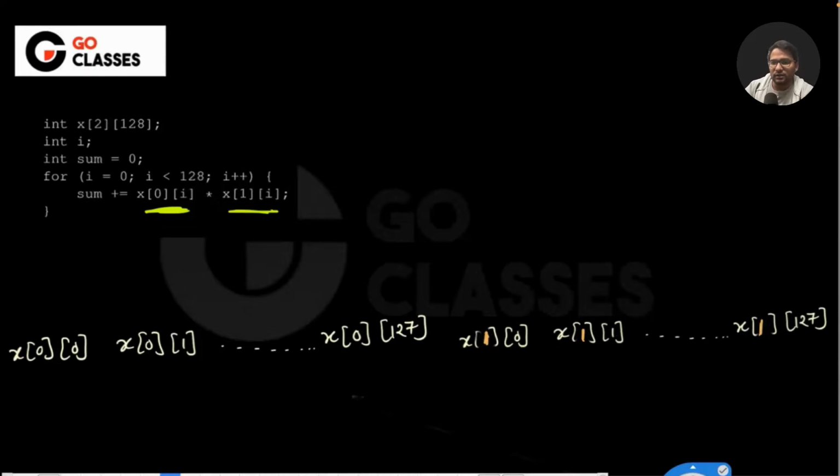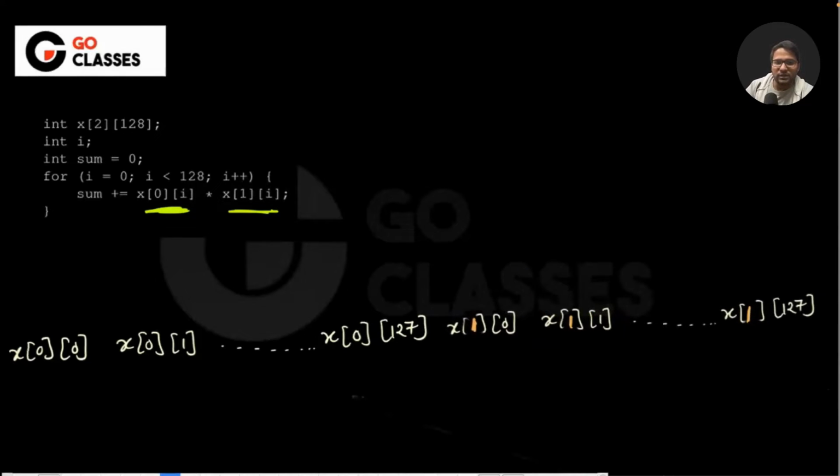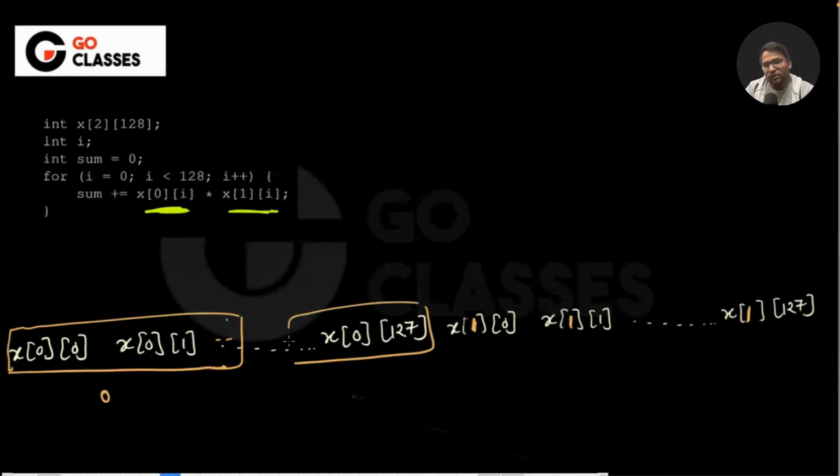Now let's see how many elements of the array a block contains. As we can see, a block basically has 4 elements. This is one block. Can you tell me the block number? The block number will be 0. Now there will be some other block. Can you tell me the block number for this particular x[1][0]?